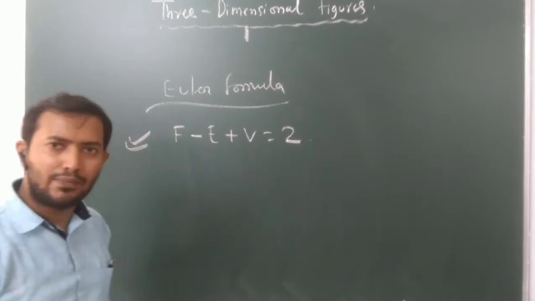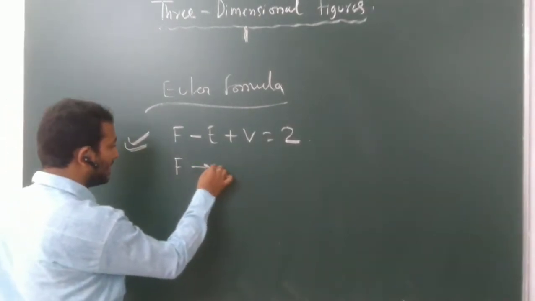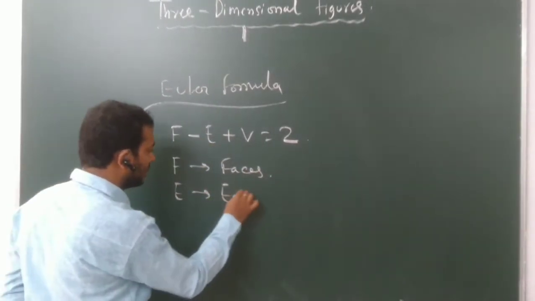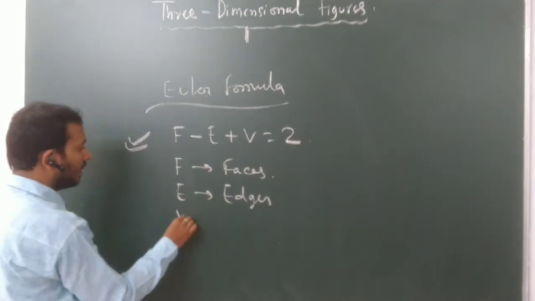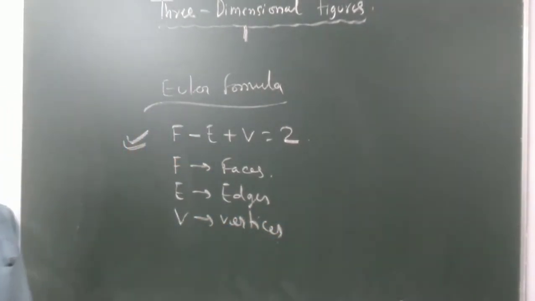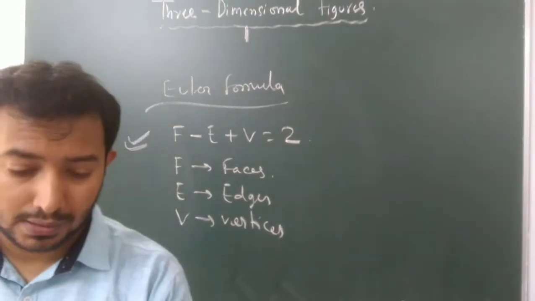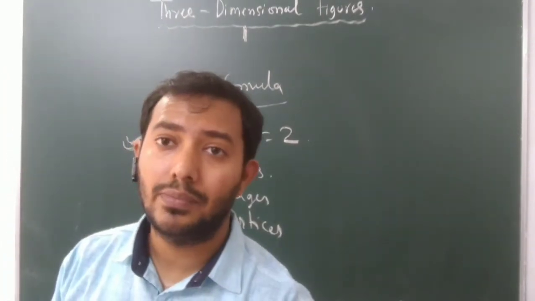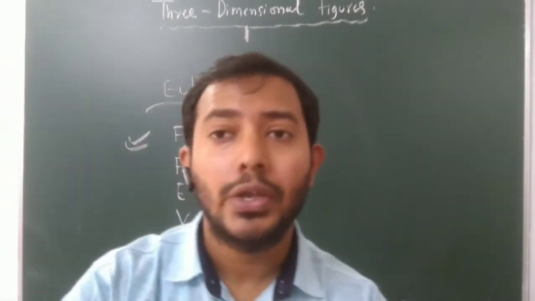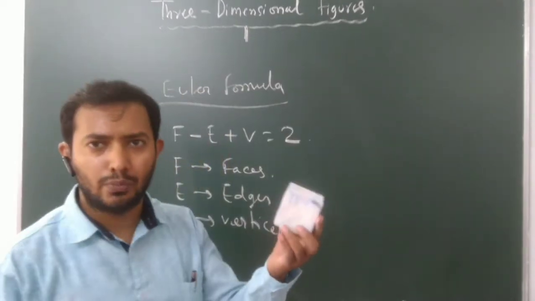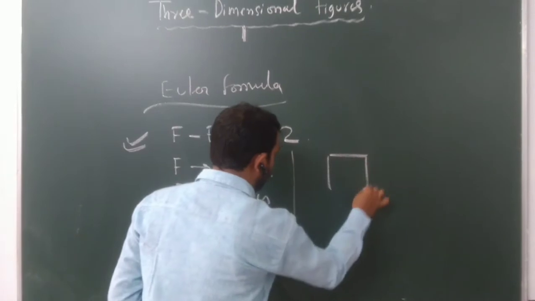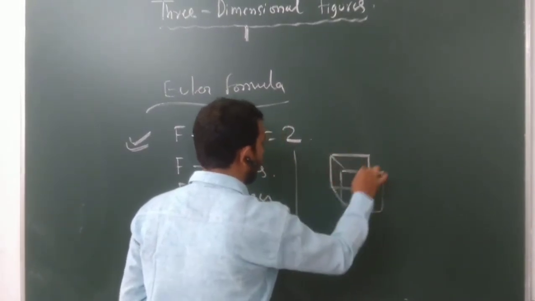So what about this F? F means faces, E means edges, sides, and V means vertices. So let's try to understand how to identify the faces, edges, and vertices. So let's first go with the cube only. It's a very simple one. We'll take the cube. Okay.